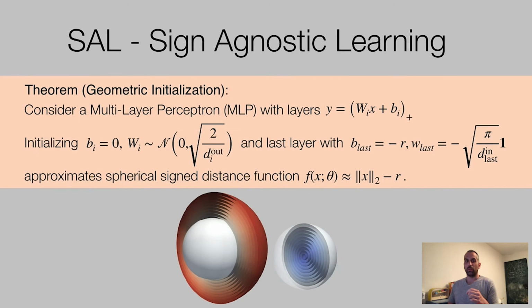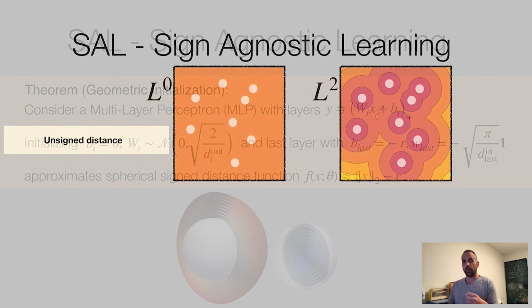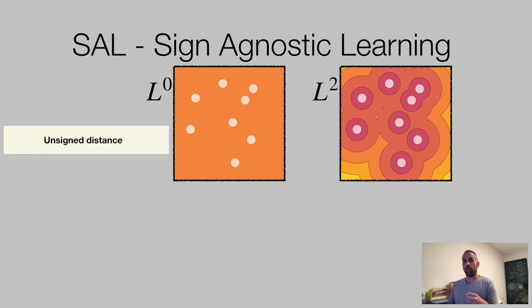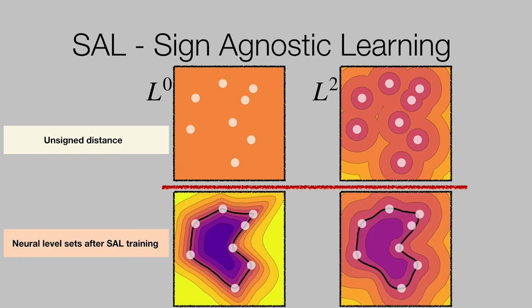To address this issue, we derive the following network initialization, which is crucial to our algorithm. However, it's only a slight modification over existing initialization schemes. A neural network initialized with our geometric initialization is approximating a spherical signed distance. Going back to our 2D toy example, after training with SAL, we can see that we are able to converge to plausible neural implicit representations.